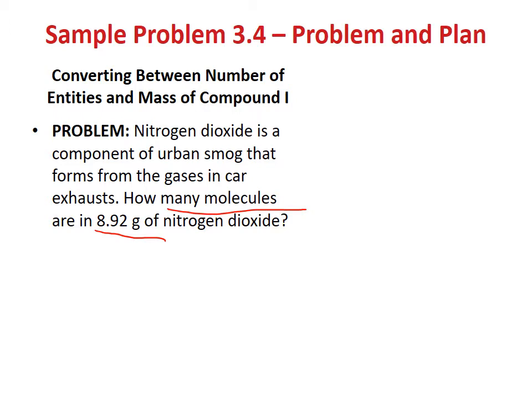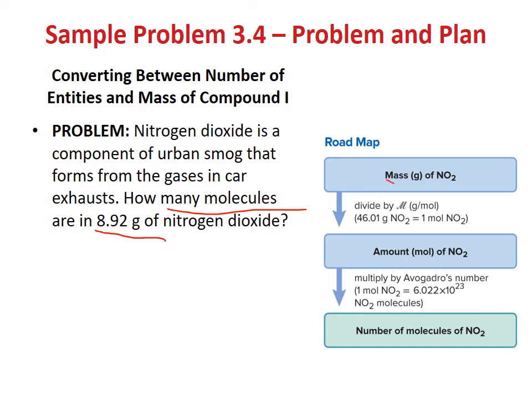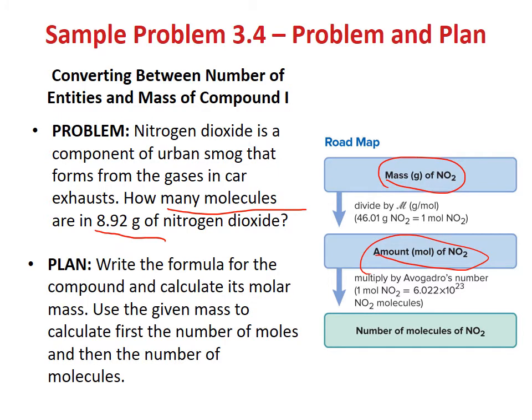As we saw in the last slide, we first need to convert grams to moles. So grams to moles using molar mass. And so we have to find the molar mass. So first we write the formula for nitrogen dioxide, then calculate the molar mass, and then find the number of moles. From moles, we convert to number of molecules using Avogadro's number.